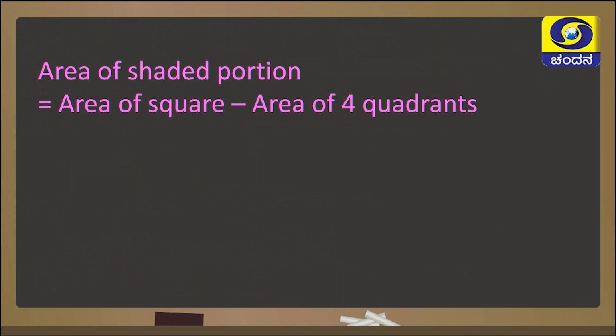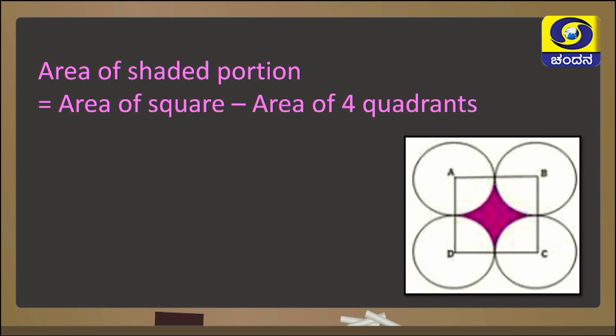Now, we have to subtract this area from the area of the square. To get the area of the shaded portion, subtract the area of 4 quadrants from the area of the square. You are getting the answer as 42 centimeter square. Very interesting. Observe the figure as well as the final answer, children.